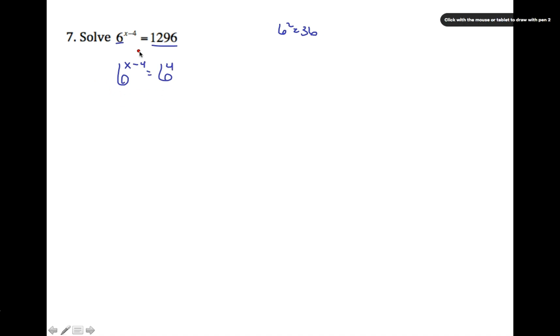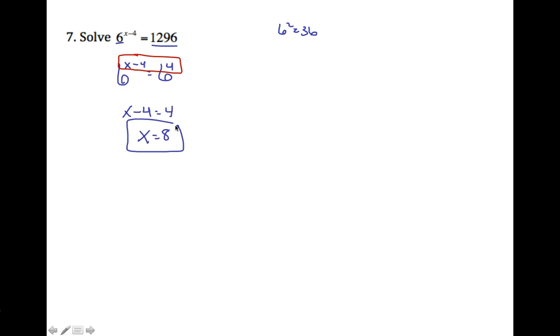So now that your bases are the same, we can set our exponents equal to each other. So x minus 4 has to equal 4. We add 4 and you get x to be 8. So the key is being able to change the bases. It's always going to be the smaller base that you're going to change.